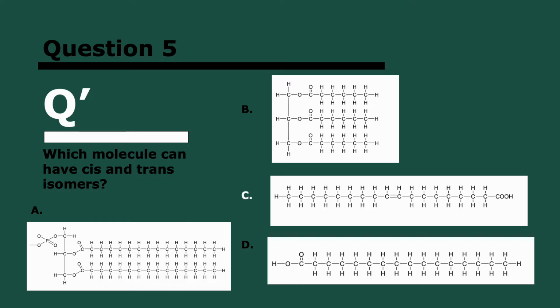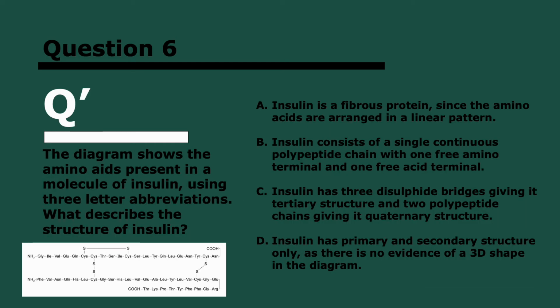It's C. Why? Because remember, cis and trans isomers refer to the double bonds in carbon. None of these other molecules have double bonds between a carbon and a carbon. Therefore, this is the only one that can have cis and trans isomers. In this case, because they're on the same side, it's a cis, right? But if they were on opposite sides, it would be a trans isomer. Okay, moving on to question 6.